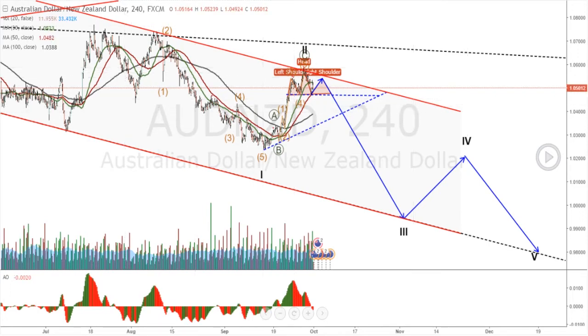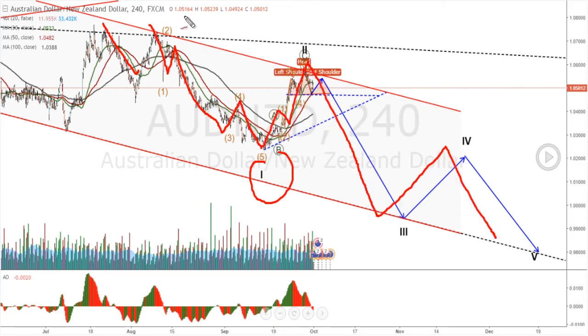Another one, this one, what I was looking at here was a down move. I had what I thought was a 1, 2, 3, 4, 5 of 1 and an ABC, and I was looking for this move. This was a month ago.